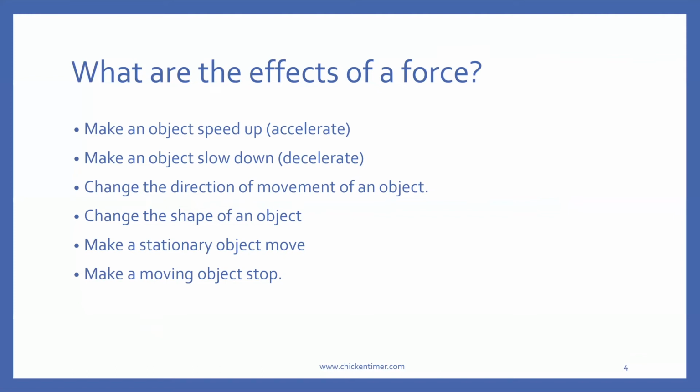Then we can make a stationary object move. How do we do that? We have, say, a ball that's sitting on the ground. It's not moving, just sitting there. Then you can kick it and make the stationary ball move. Then the last one is you make the moving object stop. So you stand in front of a moving object and block it, it will stop moving, right? In fact, this is likely to be an MCQ, multiple choice question, you may see. Structured questions, I don't think so.